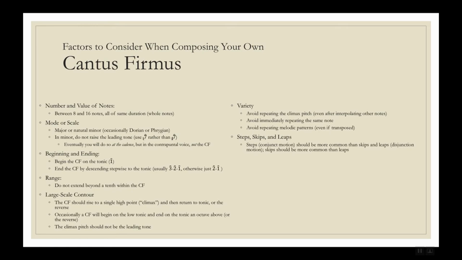So the smaller the interval, the more common it is. Steps are the most common. Skips are just little tiny leaps of a third, and then leaps are anything bigger, a fourth or bigger. So steps are common, skips medium, and leaps least common. But you should probably have at least one leap in any given melody, whether it's the Cantus Firmus or the counterpoint. Skip is a third, while leap is anything greater than a third.